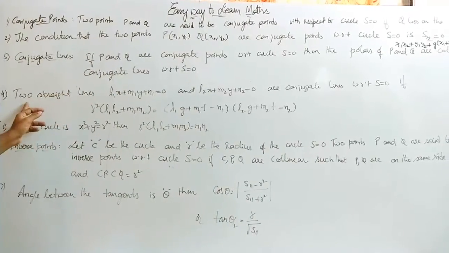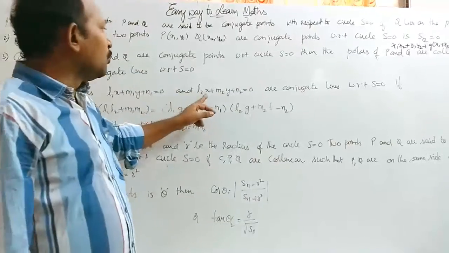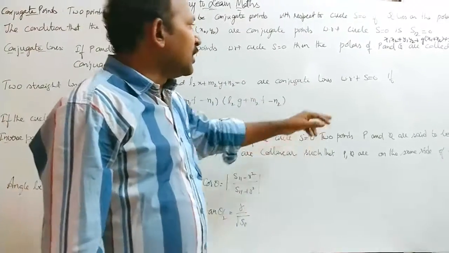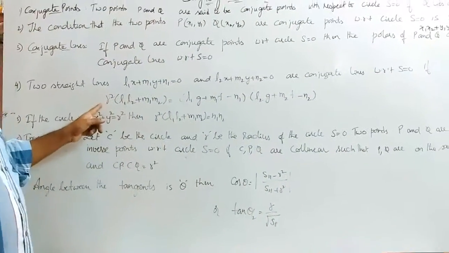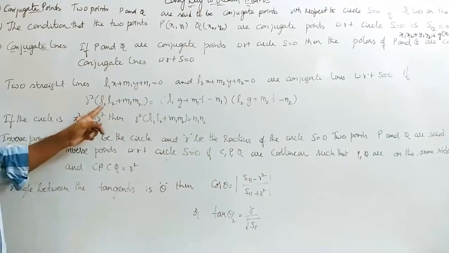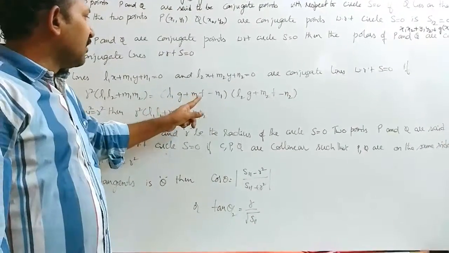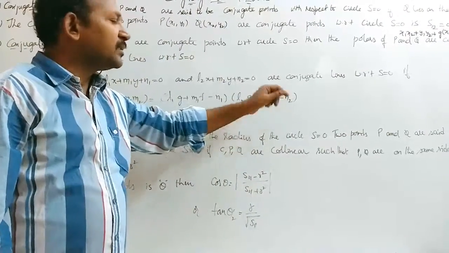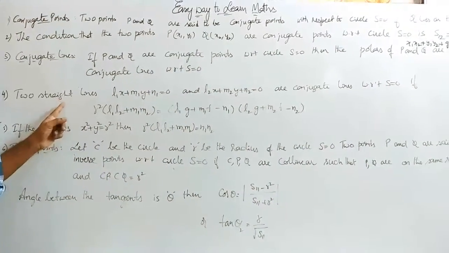Here, two straight lines L1x plus M1y plus N1 equal to 0 and L2x plus M2y plus N2 equal to 0 are conjugate lines with respect to circle S equal to 0 if this condition is satisfied: r square into (L1 L2 plus M1 M2) is equal to (L1 g plus M1 f minus N1) into (L2 g plus M2 f minus N2). Here this is the general condition.